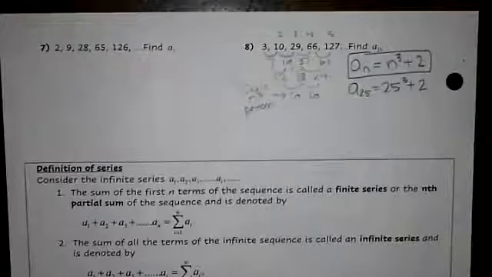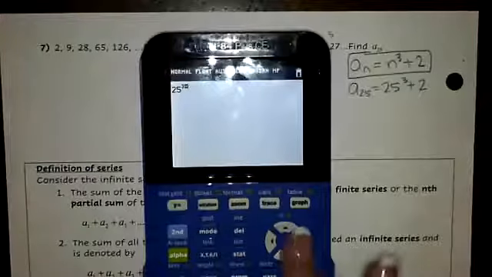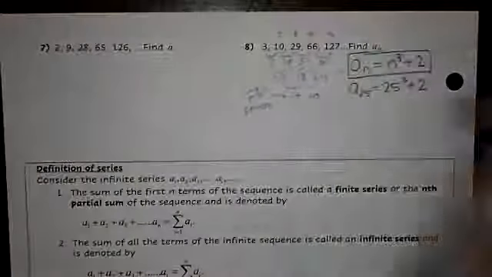This one we're going to want to use the calculator for. We're going to cube 25. And there it is, 15,627.